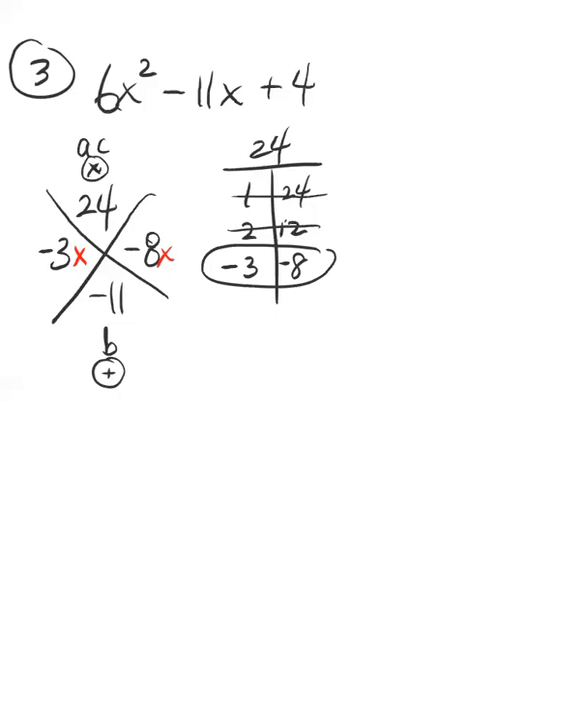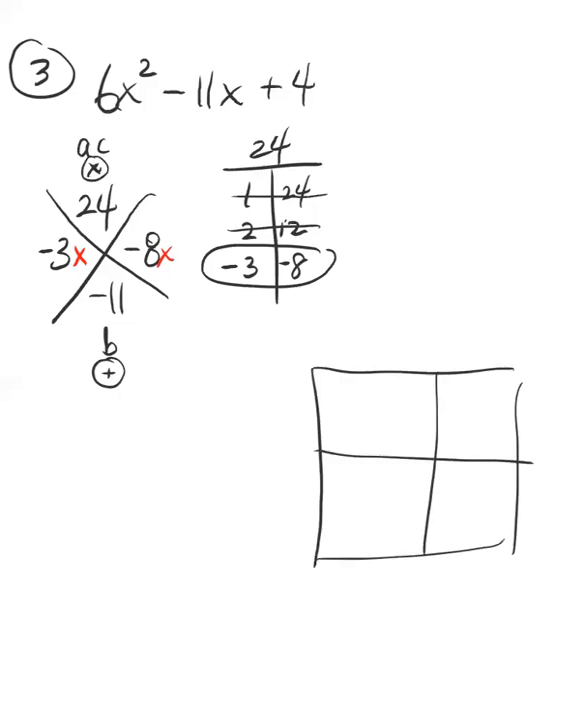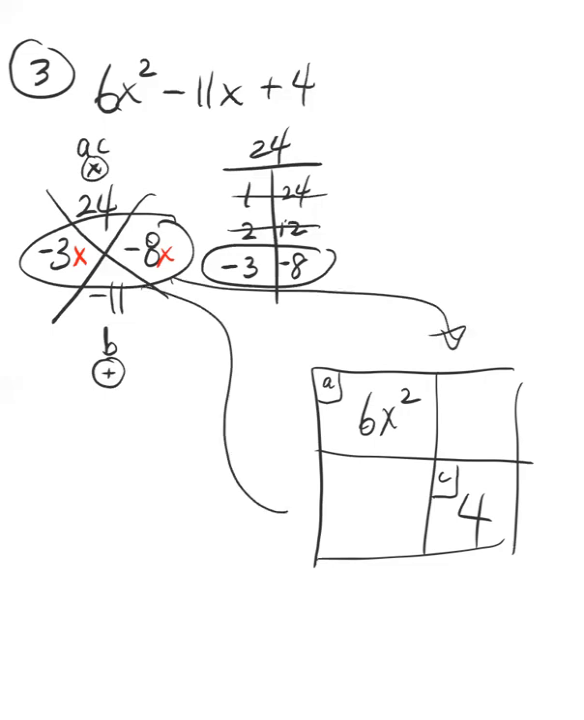Okay, which now leads us to our box. Again, our a term will go here, our c term will go here. So 6x squared, positive 4. Now these guys go into our diagonals, and it doesn't matter where. I'll put the negative 3x here, and the negative 8x here. Okay, so now I can see what can I pull out.